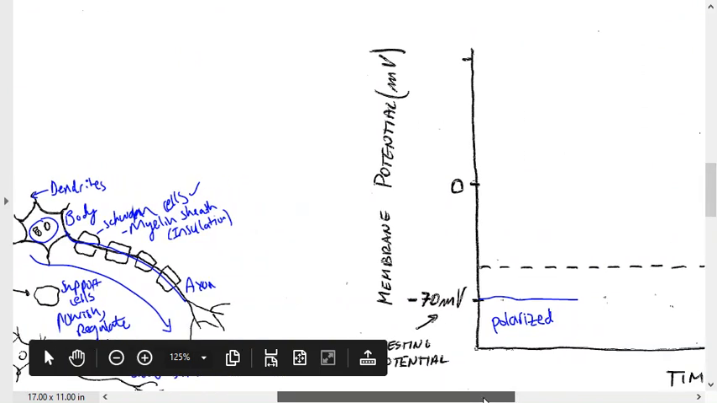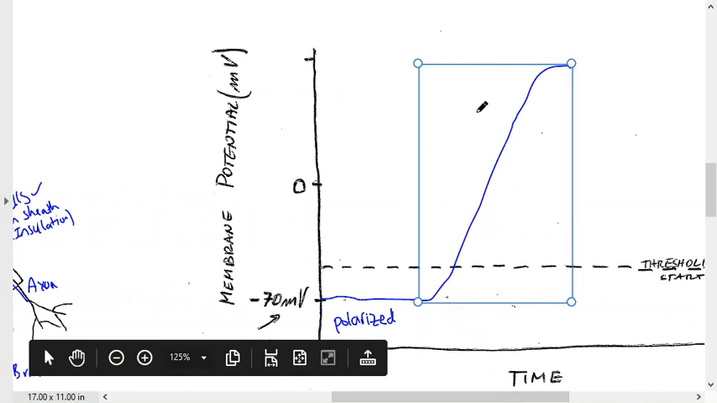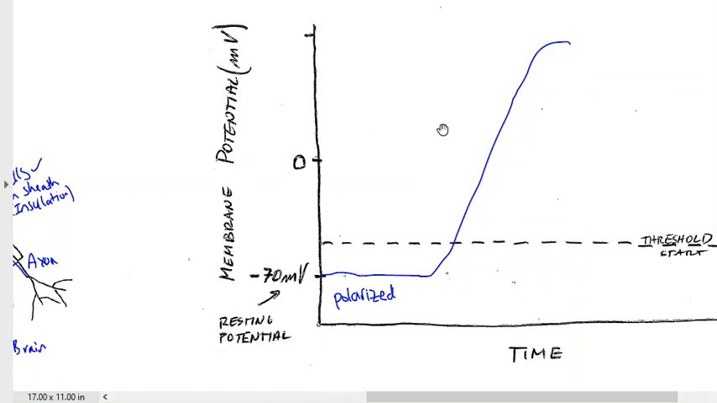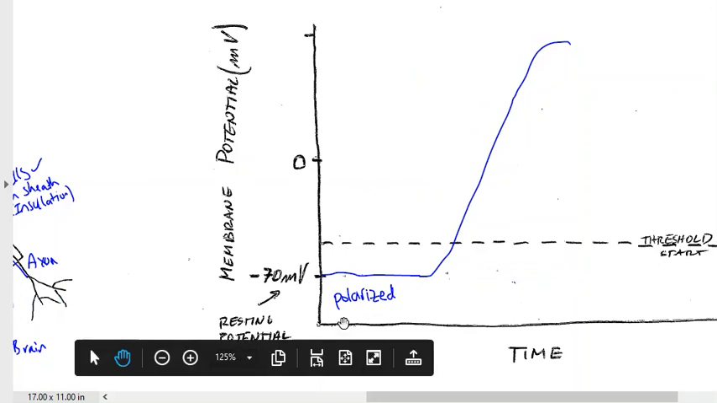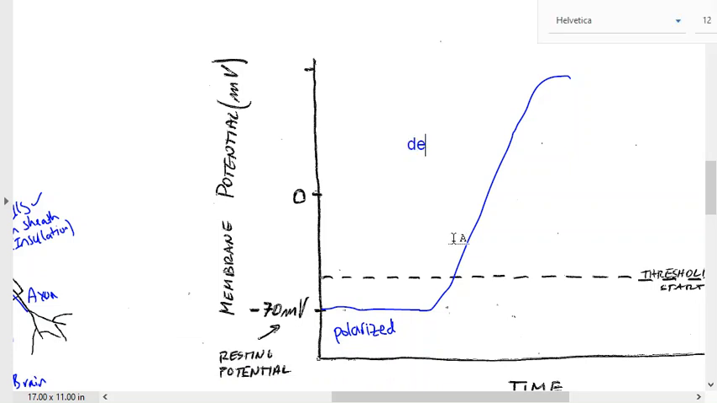So let's add this to our graph. The membrane potential is going to increase because all of these positive ions are entering the cell. Well, just based off of the English language, you can probably figure out what the name of this step is. If this is called polarized or polarization down here, as more sodium comes into the cell, this is called depolarization, right? As sodium comes into the cell.